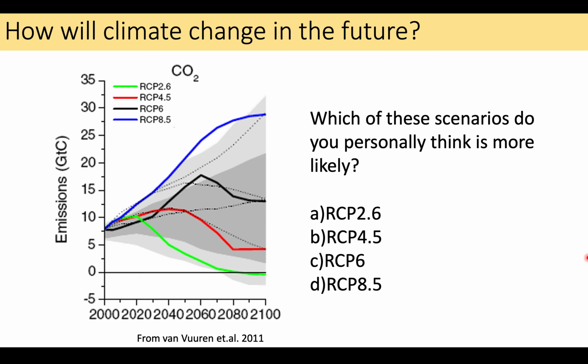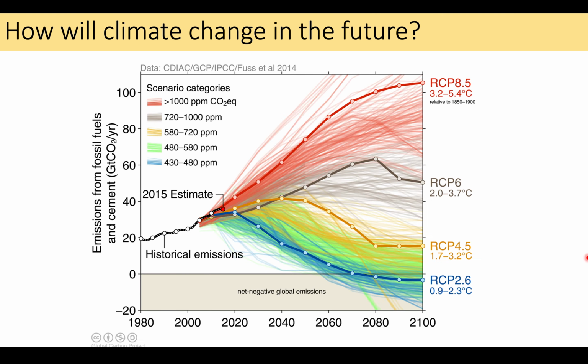So I mentioned that RCP 2.6 would be if we cut all carbon emissions completely. We are definitely not on that trajectory. We are not on RCP 2.6. We are actually right on track of RCP 8.5. So what we claim to be the highest, most extreme is really the way that we are trending.